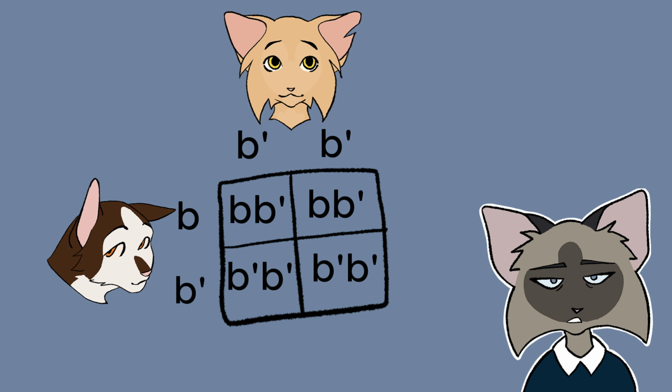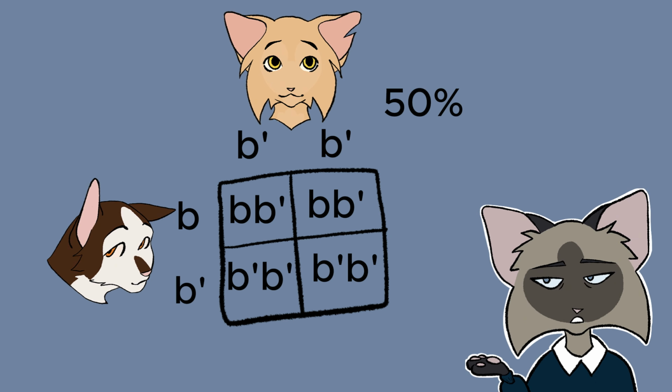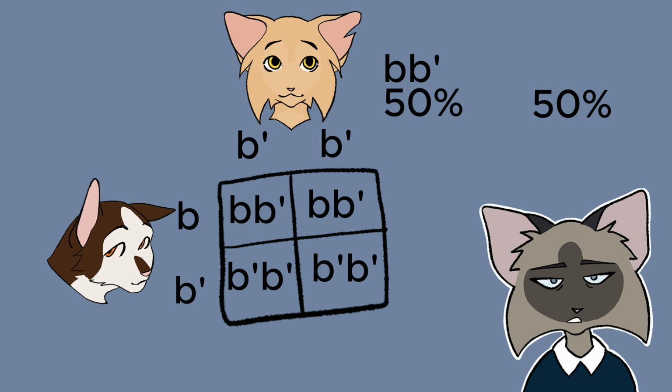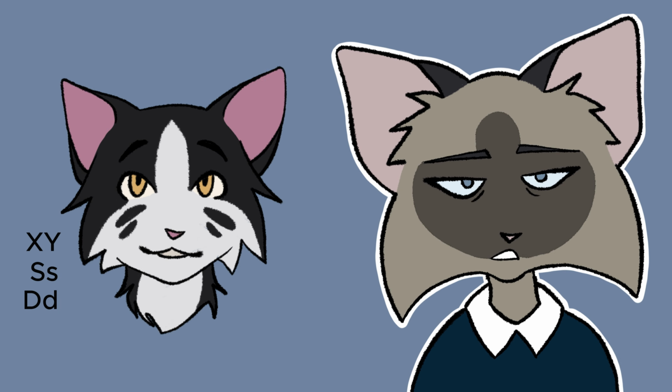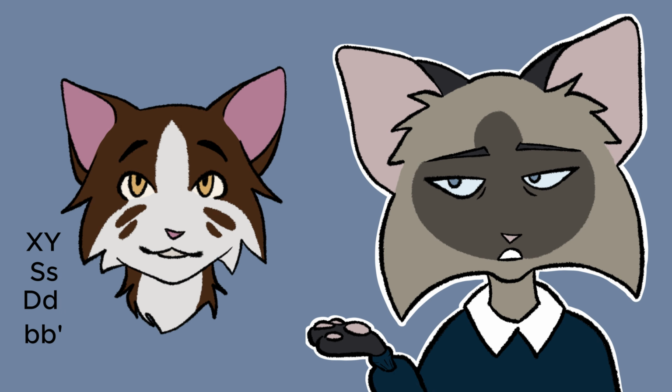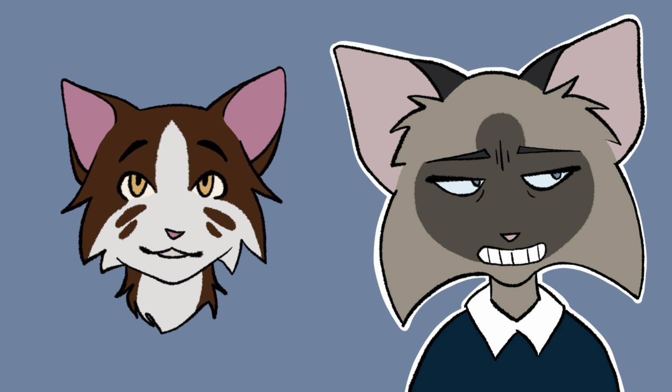And last but not least, if you cross both of his parents, he has a 50% chance of being little b prime and a 50% chance of being b prime. So under these circumstances, he cannot be black. So we will go ahead and give him that brown or little b prime. And this is what Swiftpaw would look like. Not exactly black and white, but pretty close.